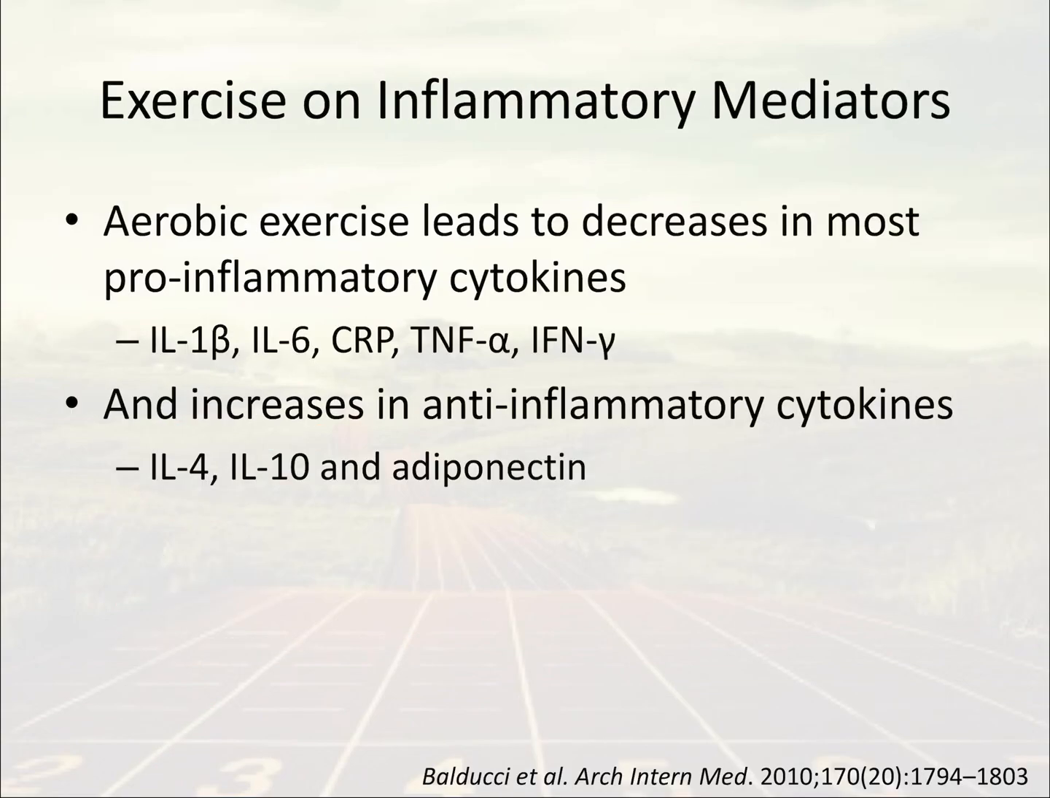Okay, what about exercise on inflammation? We've got aerobic exercise. There's some evidence, a lot of evidence, that aerobic exercise will decrease most of what's called pro-inflammatory cytokines. These are all little chemicals that activate the immune system. So interleukin 1 beta, interleukin 6, C-reactive protein, tumor necrosis factor, interferon gamma, all these different ones are activators of the immune system. Exercise decreases these.